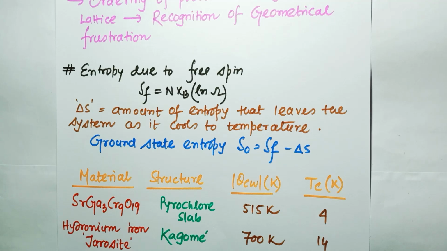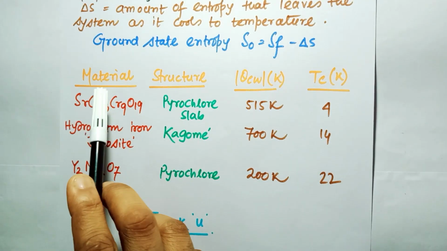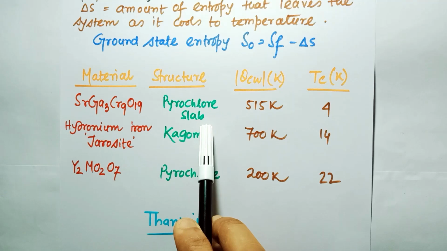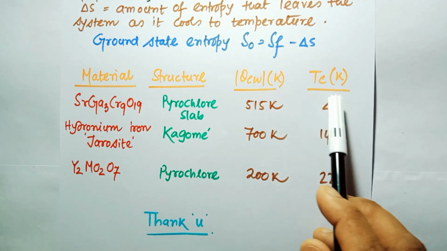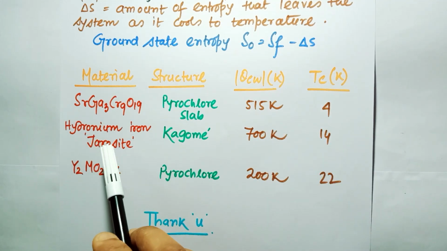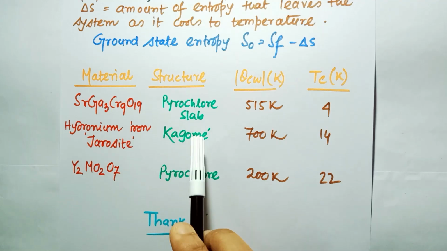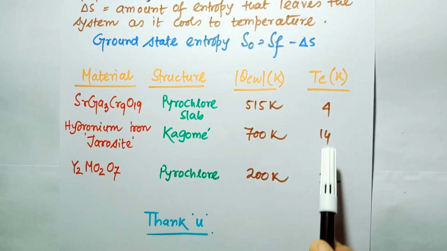Now some examples of geometrically frustrated antiferromagnets. What are some materials that show this property of geometrical frustration? The material SrGa3Cr9O19 has the structure of a pyrochlore slab, and the theta CW value is 515 Kelvin, and Tc, the Curie temperature, is 4 Kelvin. The next one is hydronium iron jarosite. Jarosite is a hydrous sulfate material which includes potassium and iron. It has the Kagome lattice structure that I have discussed, with a theta CW of 700 Kelvin and a Tc value of 14 Kelvin.